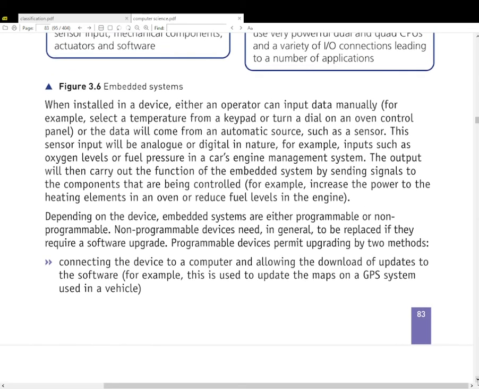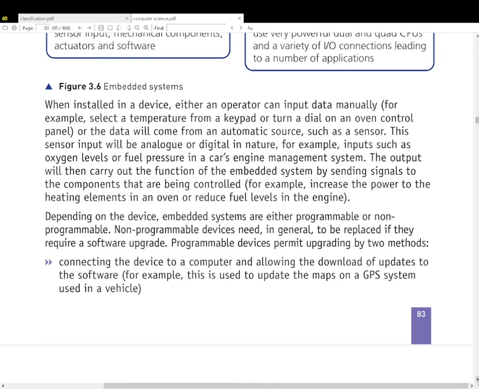Now, embedded systems can be programmable or non-programmable devices. Depending on the device, an embedded system can either be programmable or non-programmable. So non-programmable devices in general need to be replaced if they require a software upgrade, but those that are programmable sometimes permit what we call upgrading.